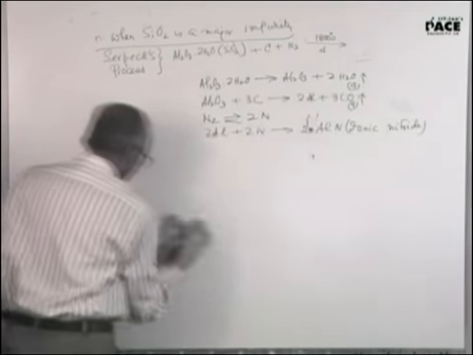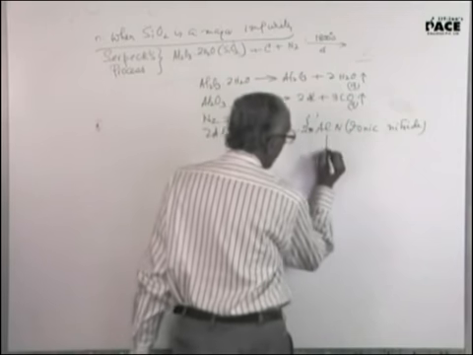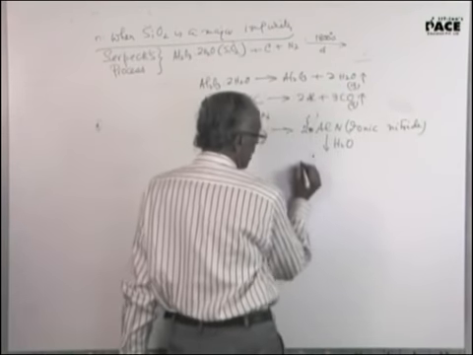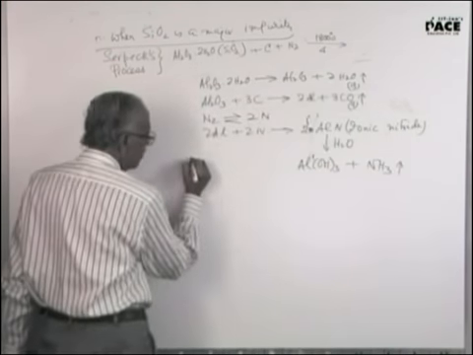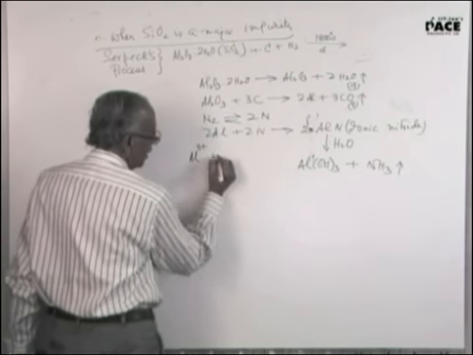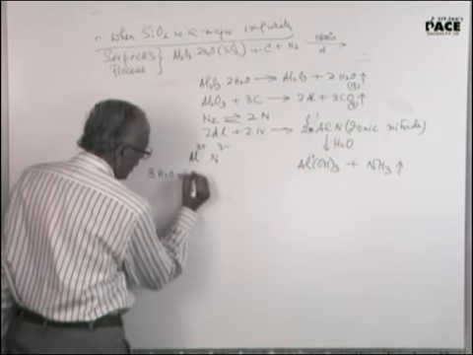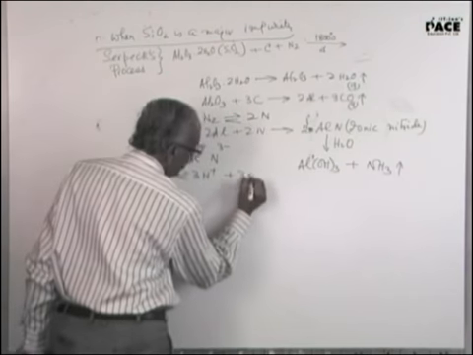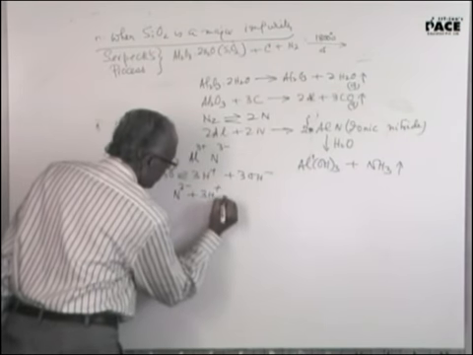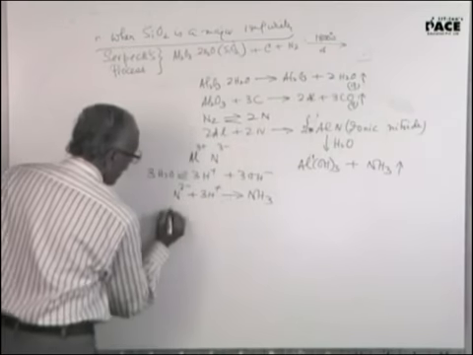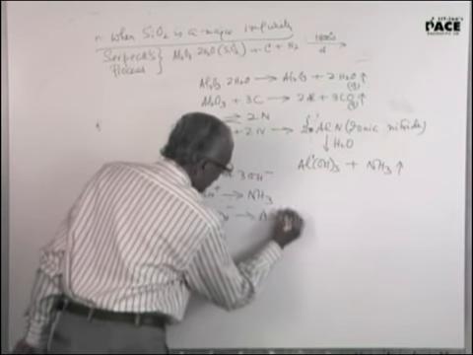Ionic nitride, how do I know that it's ionic nitride? Because ionic nitride on reaction with water gives you aluminium hydroxide and ammonia gas. You see, in aluminium nitride, the aluminium is 3 plus, nitride is 3 minus. 3 moles of water gives me 3H plus and 3OH minus. N3 minus plus 3H plus gives me ammonia. And aluminium 3 plus with 3 hydroxide ions gives me aluminium hydroxide.